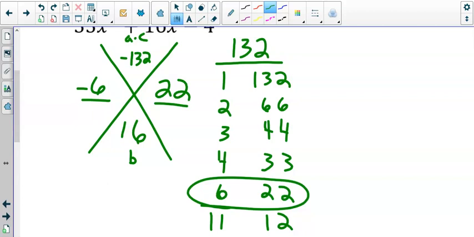So now all we got to do is grouping. It does matter, because if I put the negative on the 22, that would have been a negative 16. And I don't want a negative 16. I want the positive. That's not what we want. We want the positive 16. So it does matter.